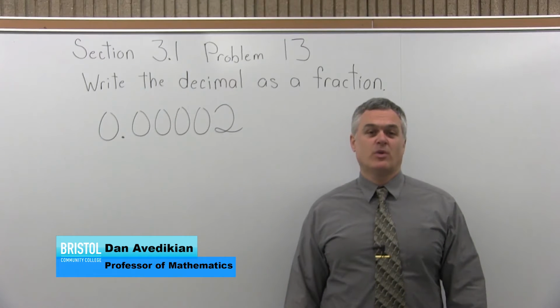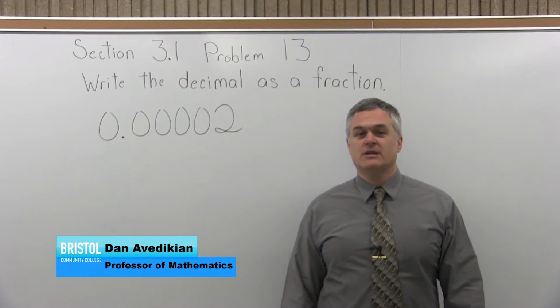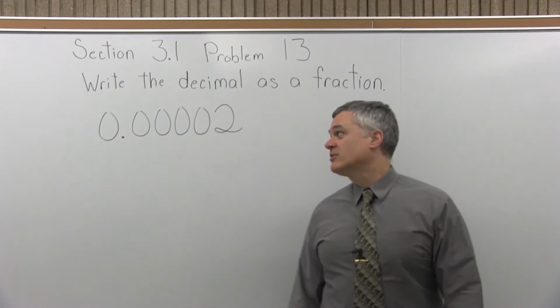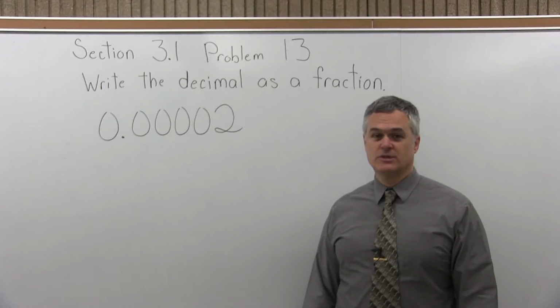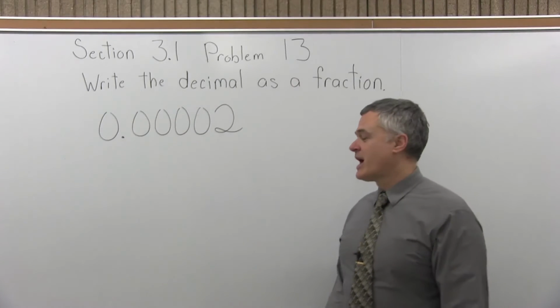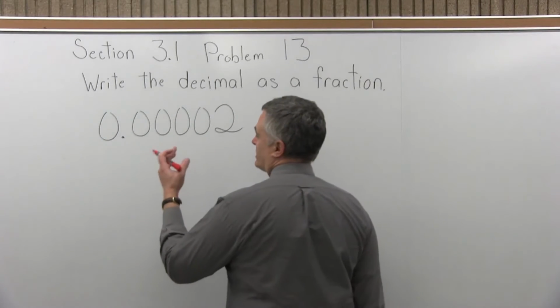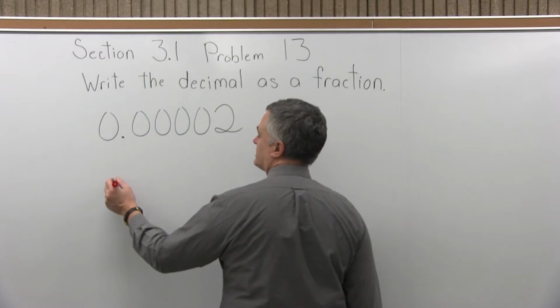This is Section 3.1, Problem 13. It says write the decimal as a fraction, and we have a decimal of 0.00002. So we want to convert this into a fraction. To do any conversion of a decimal into a fraction, there's a four-step process.